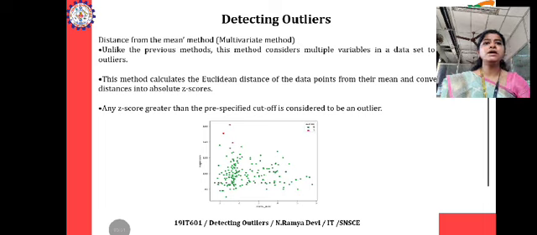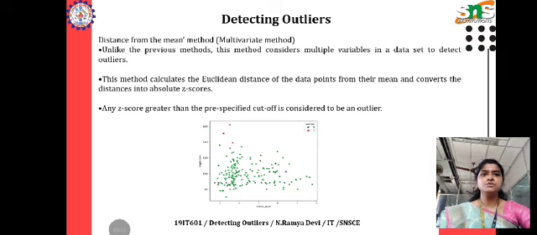And also the multivariate method. Here, unlike the previous methods, this method considers multiple variables in a data set to detect outliers. This method calculates the Mahalanobis distance of the data points from the mean and converts the distances into absolute z-scores. Any z-score greater than the pre-specified cutoff is considered to be an outlier.